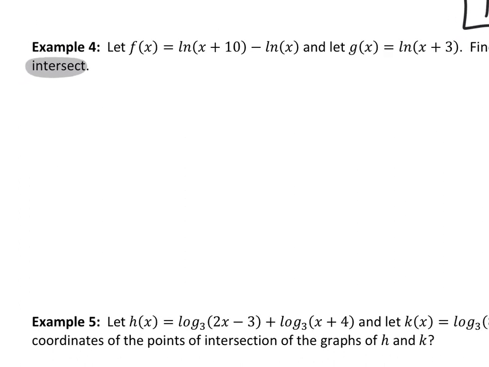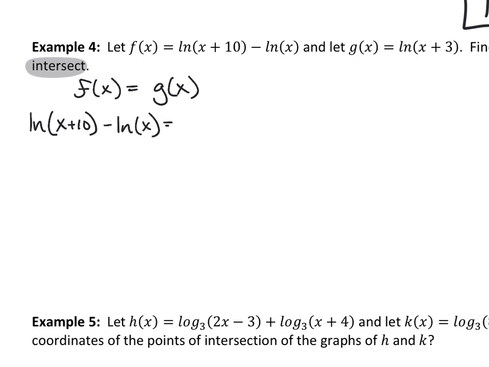We want to see where f of x would exactly be equal to g of x. This is where the two graphs would intersect. That's what intersecting on a graph means. There is a point that they share because they are equal. So, okay, let's fill that in. That means we're doing natural log of x plus 10 minus natural log of x equal to natural log of x plus 3. Those are the two expressions I have.